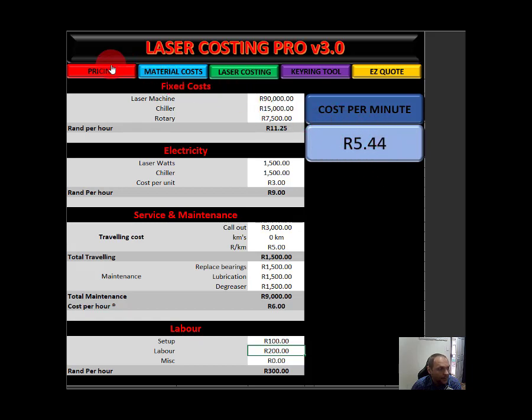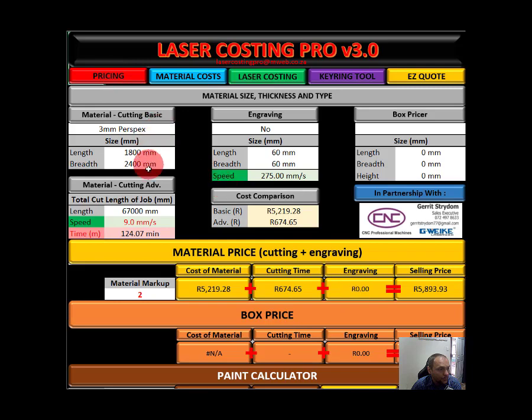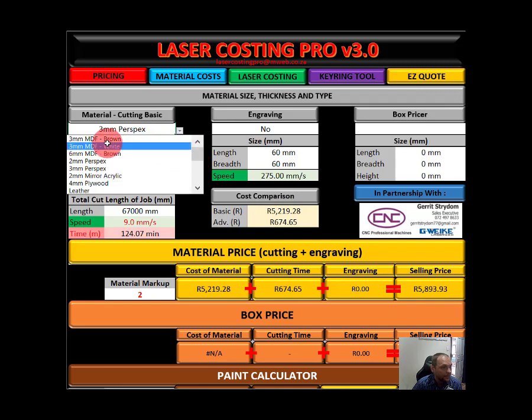Now this rand per minute gets pulled through to all the calculations that are done on this page. This page uses the information input by you on the material costs, and it uses the information input by you on the laser costing. It works out the area in millimeters squared and converts that to a time, and that time is multiplied by the rand per minute that you got here, giving you a total selling price for an item, depending on what material you are using.